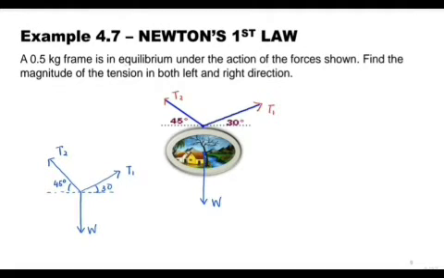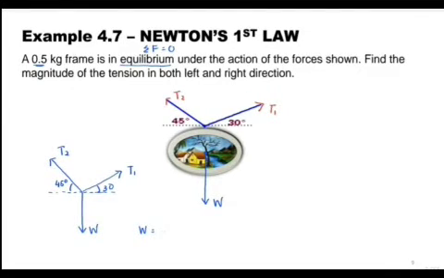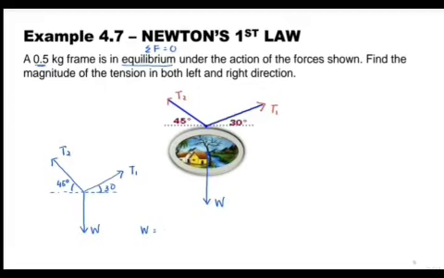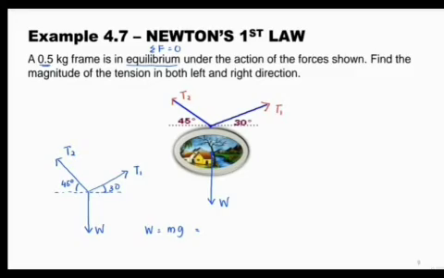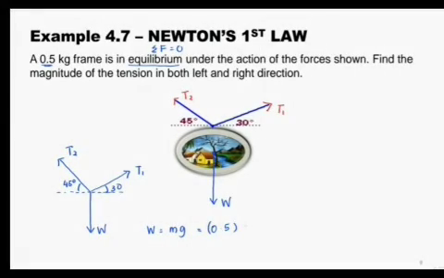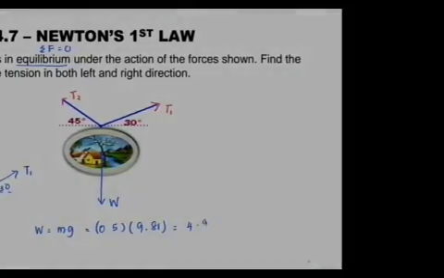Please take note that the frame is in equilibrium. Therefore, total force will be equal to 0. Since the mass of the frame is given, why don't we calculate the weight first? We calculate weight by using formula weight equal to mass times gravitational acceleration, where mass is 0.5 and gravitational acceleration is 9.81. The weight is equal to 4.91 Newton.